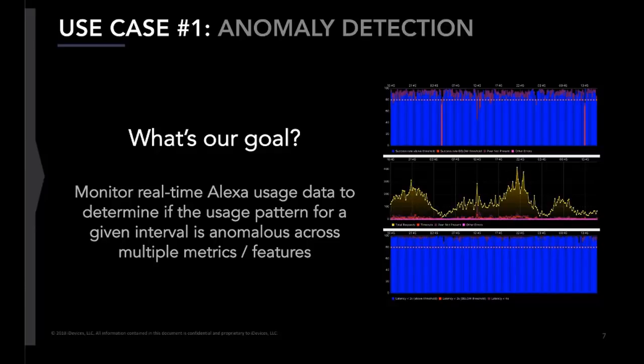So what's the goal? We always have to start with this because it's one of the most critical steps in the whole process. We define the insight or the result that we're trying to accomplish and let that drive our methods. In this particular case, we want to monitor Alexa usage data in real time to look for and alarm anomalous usage patterns by looking across multiple features.